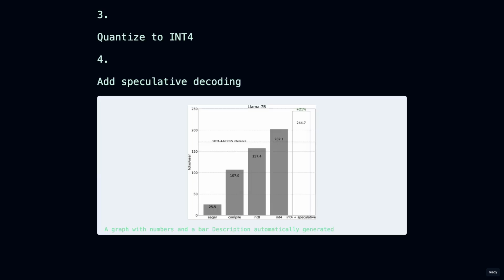This chart is the payoff. Each optimization step increases throughput, and the combined effect is substantial. Notice how the improvements build as you move from compilation to lower precision and then to decoding level optimization.